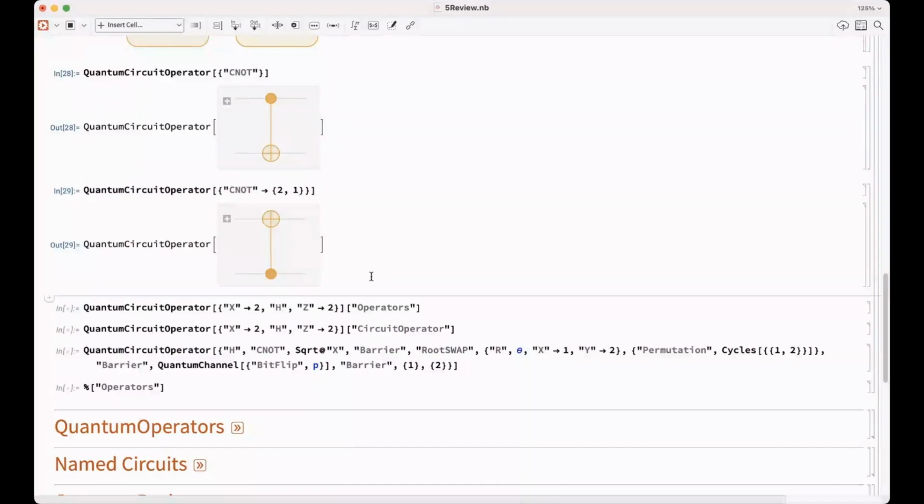Now, behind the scene, whenever we talk about quantum circuit operator, you remember I told you a composition of operators, a composition of gates. That's what we call them.